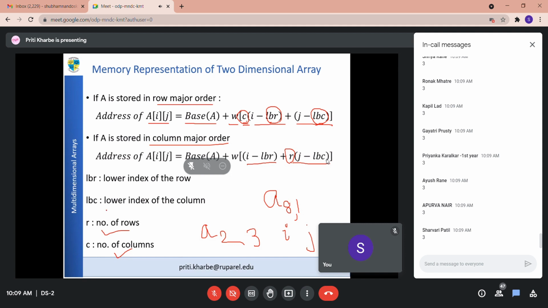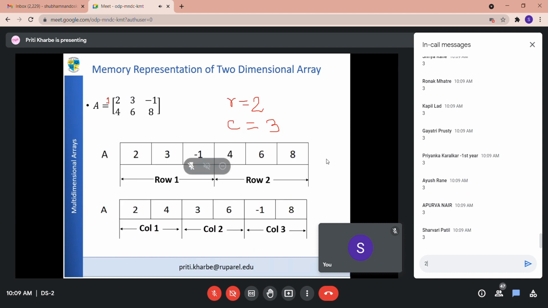What I mean by LBR is lower index of the row, and LBC is lower index of the column. Now see, when I started over here, I said this is first row, second row, third row. So this first row's starting index, that is, the rows' starting index, is called LBR, and this is value of LBC. In this case, value of LBR is 1 and value of LBC is also 1. Okay, but that won't be the case always.